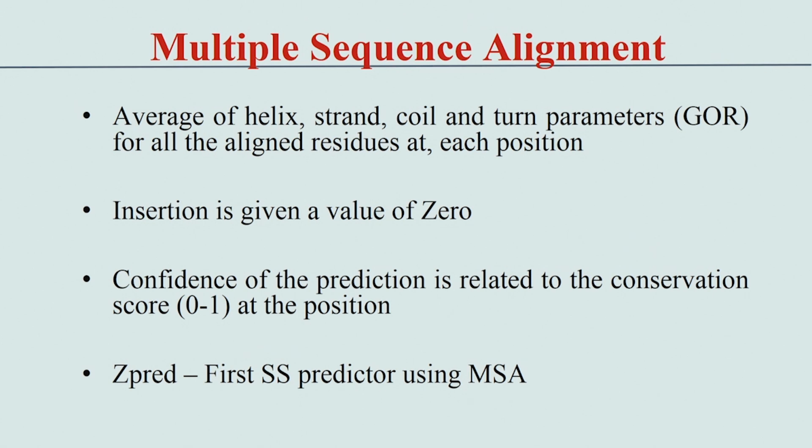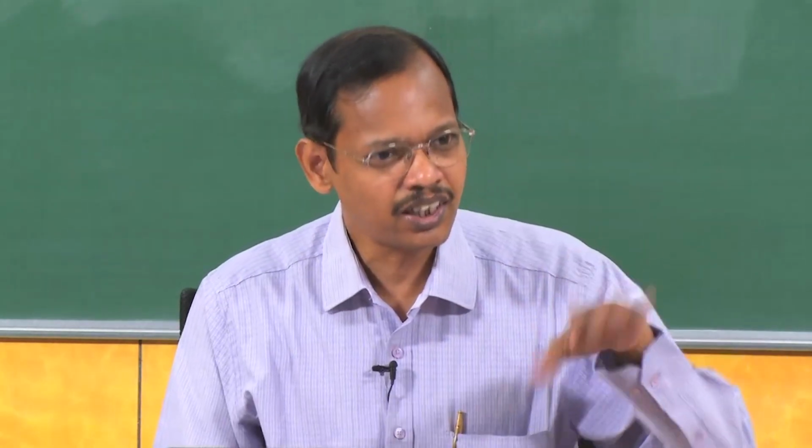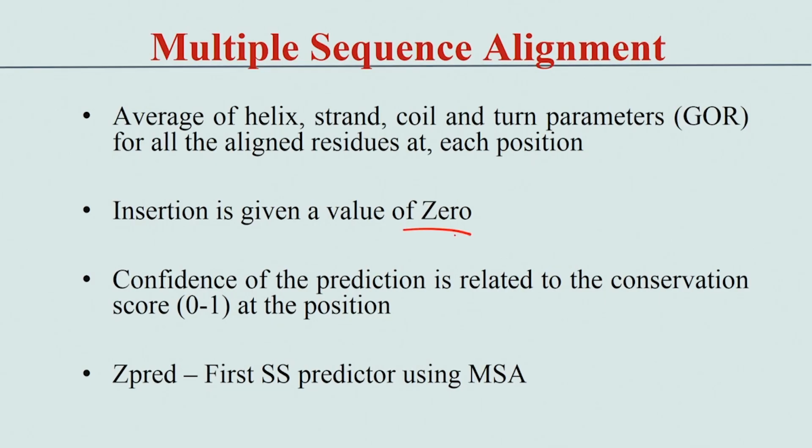Why? Because we get the same information from the same sequence. In that case, if you add up all these things, you will get a high value. So, with highly conserved positions, you will get high confidence values. If it is an insertion or deletion, where there is a gap, then we use a value of 0, and for others we get the table for the helix, strand, coil and turn and get the values, and finally look at the 4 different states, then you can predict. If the confidence is very high, based on the conservation score between 0 and 1, if it is 1, then you can get higher confidence than the value of 0. So, the first predictor is ZPRED. This is the first secondary structure predictor using multiple sequence alignment.